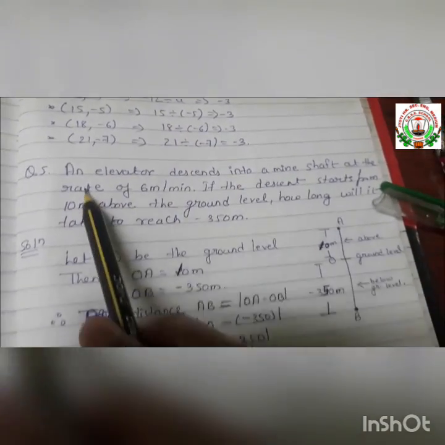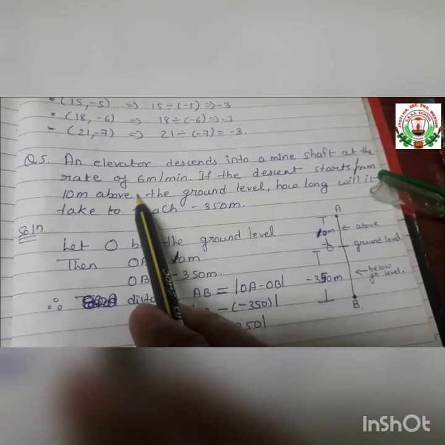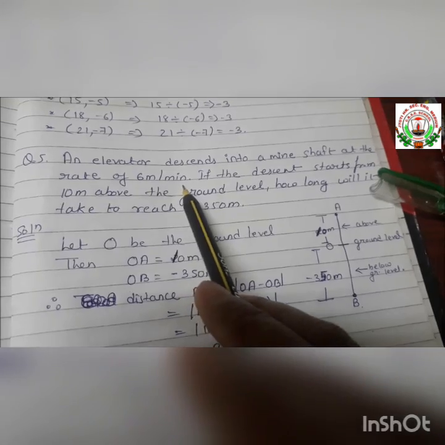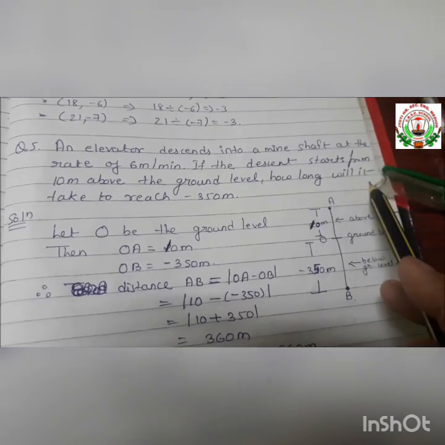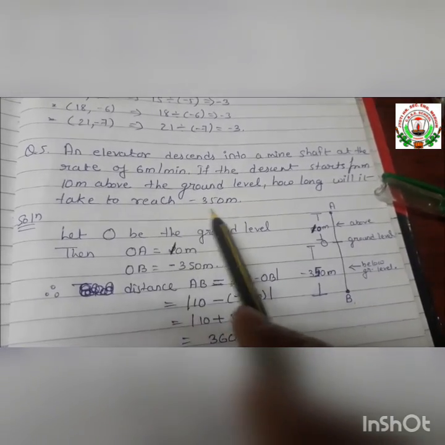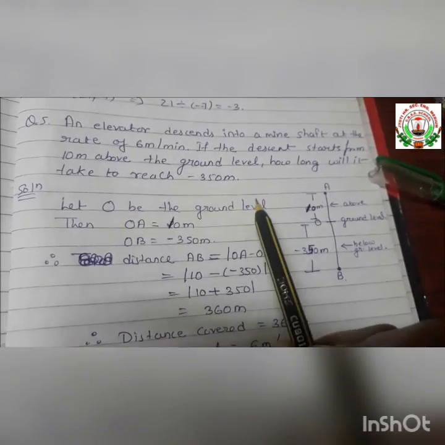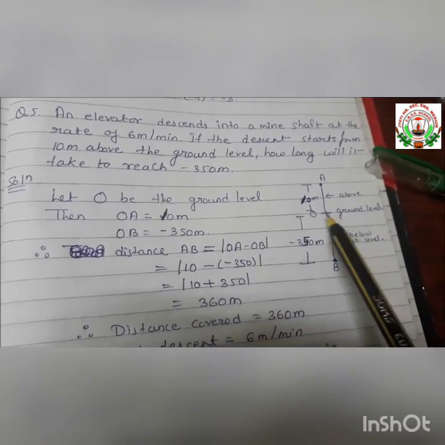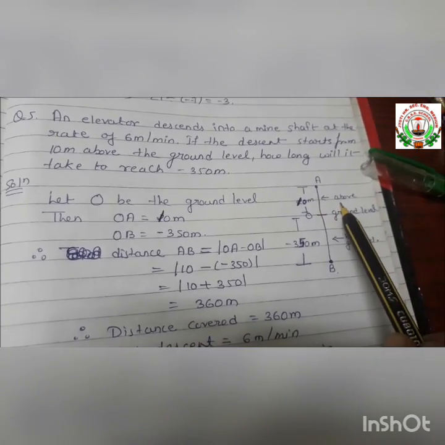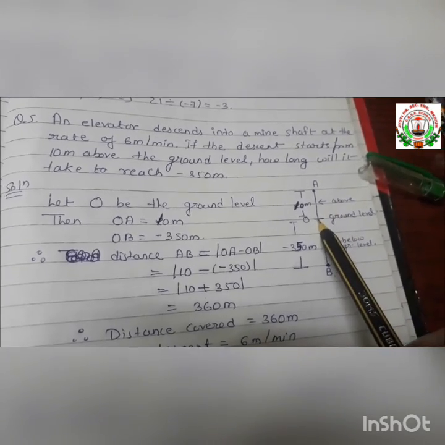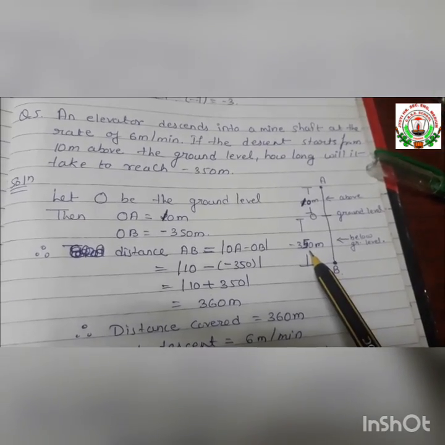Now the fifth part of the question. An elevator descends into a mine shaft at the rate of 6 meters per minute. If the descent starts from 10 meters above the ground level, how long will it take to reach minus 350 meters? Now let us consider that O will be the ground level. So here I have drawn a diagram. O will be the ground level and above O, 0 to A will be 10 meters and below ground level, 0 to B is minus 350 meters.